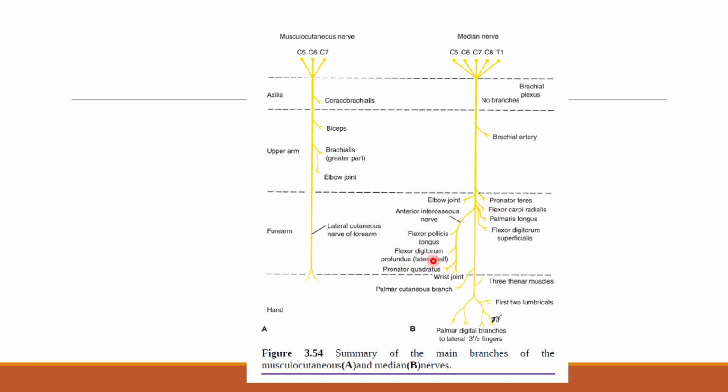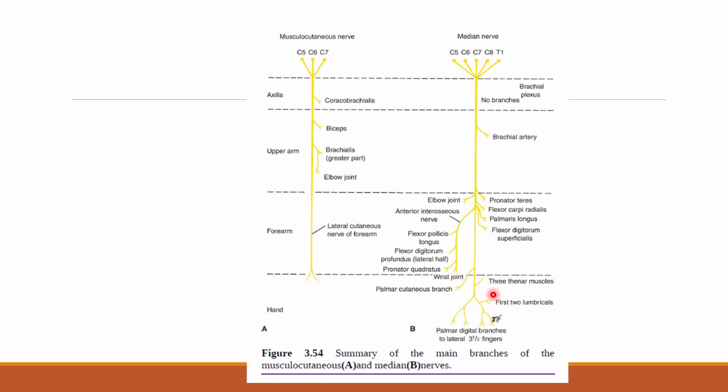The superficial muscles and the deep muscles of the anterior compartment of the forearm are supplied by the median nerve, except two muscles only: the medial half of the flexor digitorum profundus, and the flexor carpi ulnaris muscle, which are supplied by the ulnar nerve. Otherwise all muscles are supplied by the median nerve. Then it will supply the wrist joint. See here, when it crosses the wrist, it will supply the wrist joint.